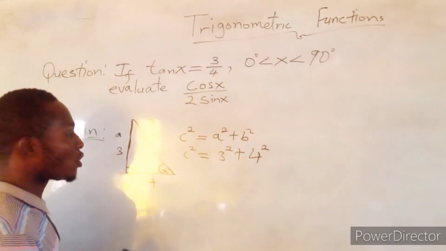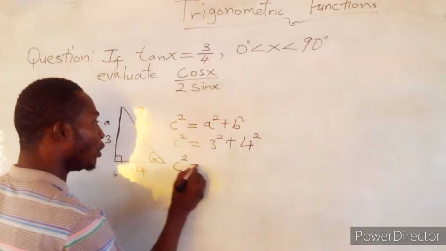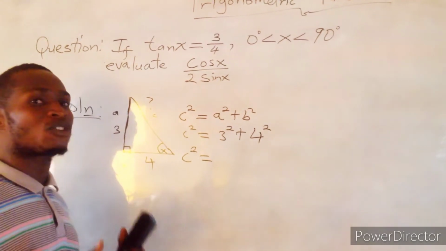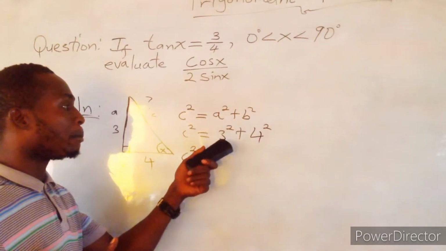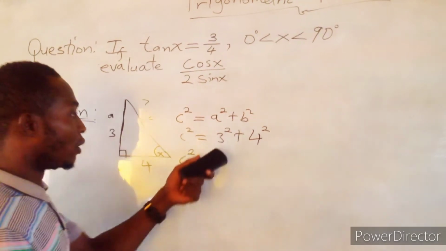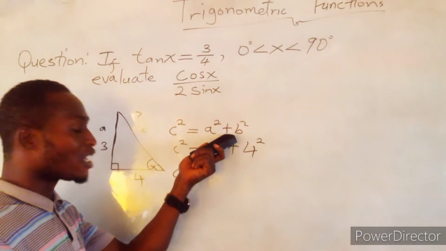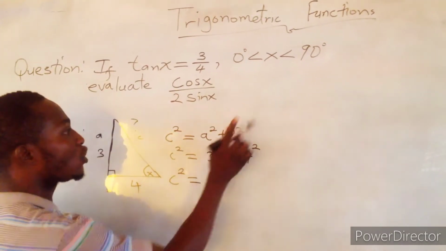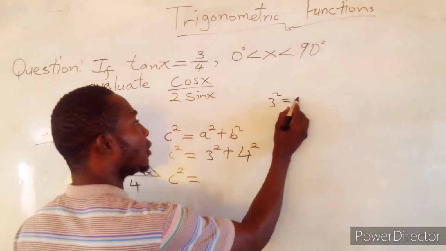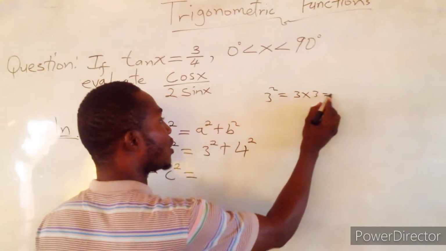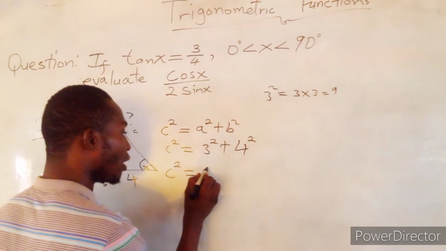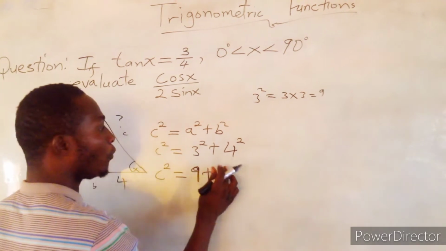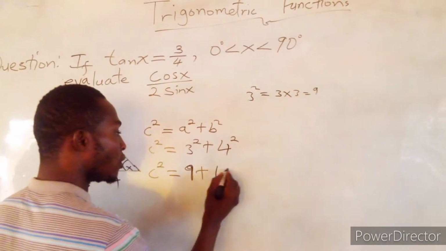Now, mathematically solving, c squared will be equal to 3 squared. Anytime you see a square attached to a number, it means you should multiply the number by itself 2 times. This is the base, and this is the exponent. We call it exponent, index, or power. So 3 squared means 3 times 3, which gives us 9. Plus 4 squared means 4 times 4, which gives us 16.